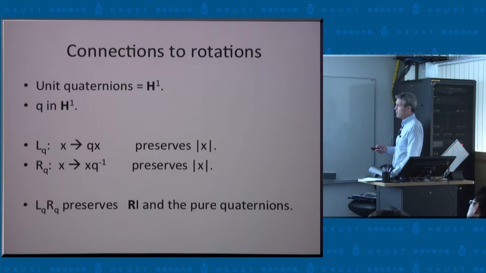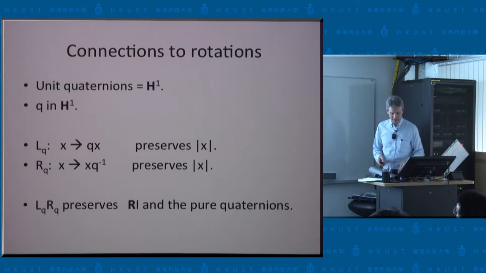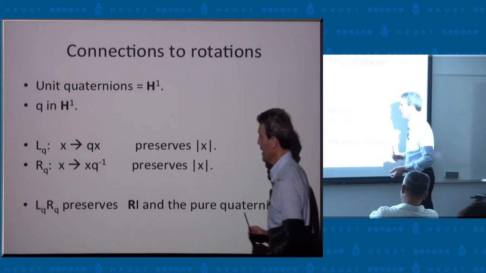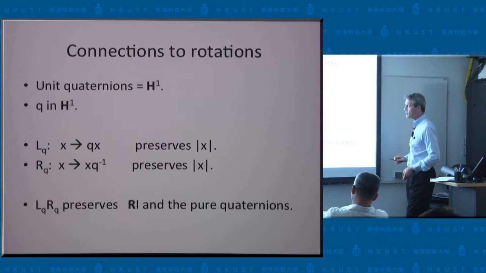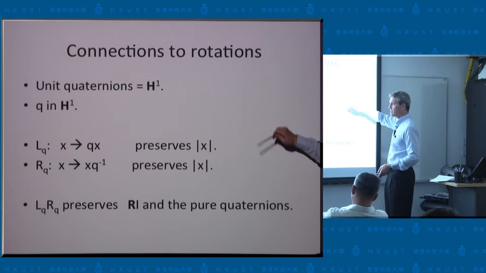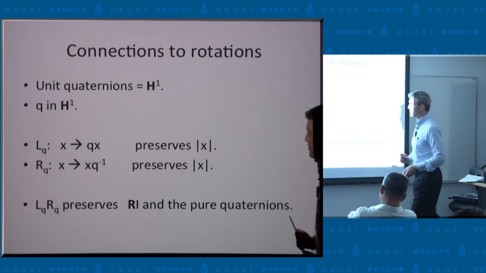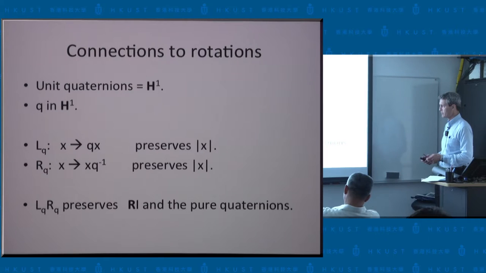So we can do things to quaternions with that. We can take a typical quaternion and multiply it on the left by a unit quaternion. This will preserve the quaternionic norm, so it will act as a rotation of four-dimensional space. Or we can multiply on the right by the inverse of the quaternion. That makes things come out a little nicer. And again, this will preserve the norm, so that is also a rotation of four-dimensional space.